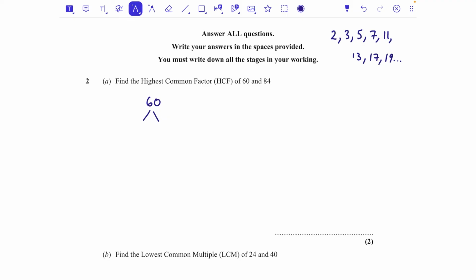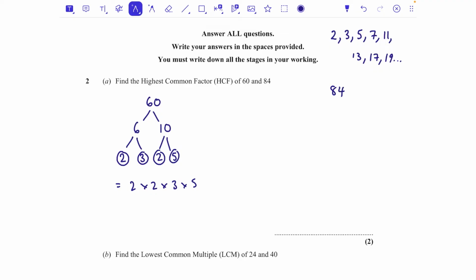So 60, I'm going to split that up to be 6 times 10. Why not? Now, neither of those are prime, so I'm going to carry on with both. 6 is 2 times 3, and they're both prime. And 10 is 2 times 5, and they're both prime. There we go. So 60 is 2 times 2 times 3 times 5.